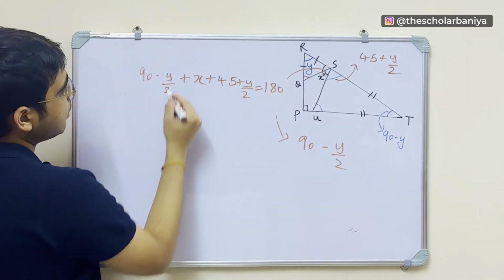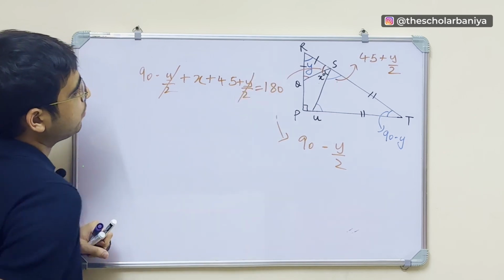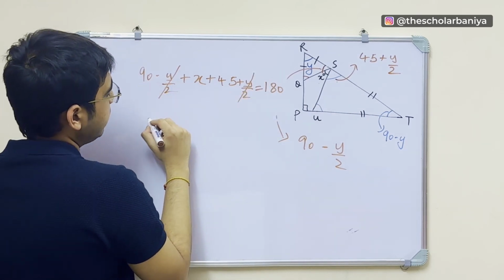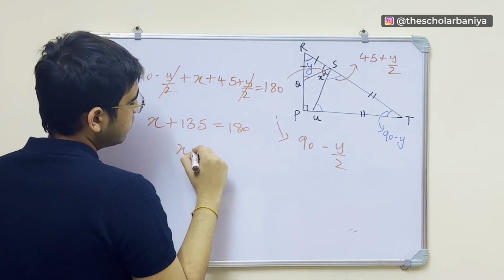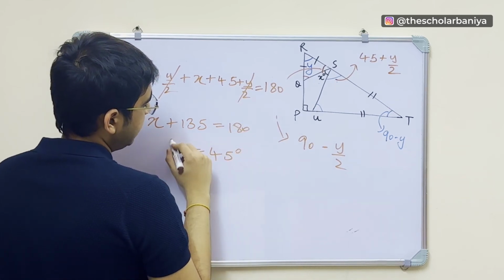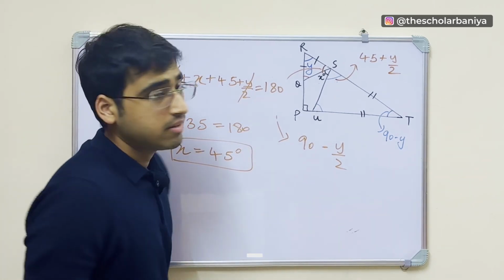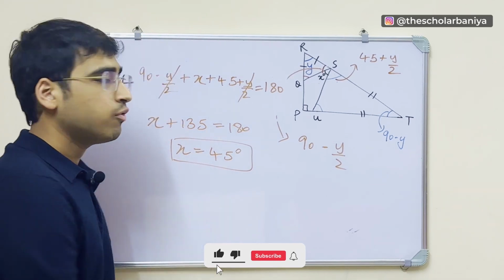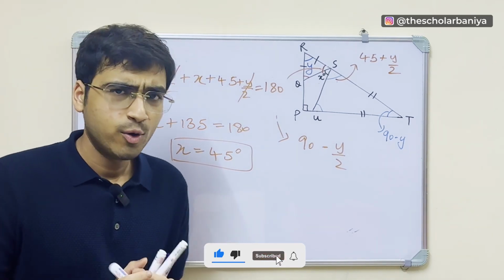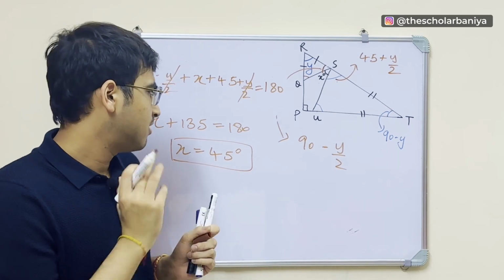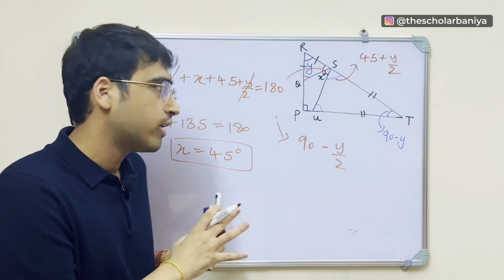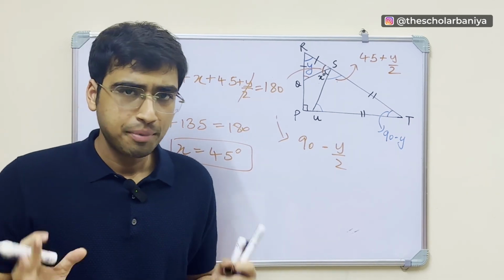So if we solve this, minus Y upon 2 plus Y upon 2 cancels. 90 plus 45 is 135. So X plus 135 is equal to 180. So X will be how much? 45 degrees. So we had to find the value of X and the final value of X is 45 degrees. I hope it's very simple. All these questions are pretty simple, but there is no harm in practicing all these questions at least once. I hope this should be clear.